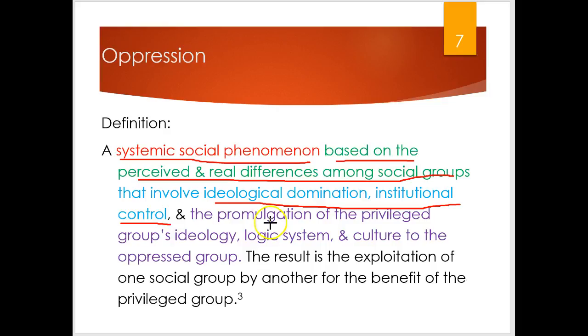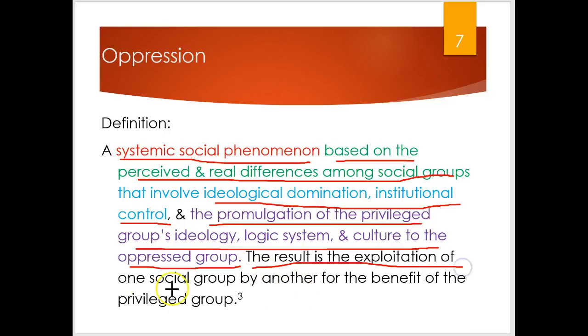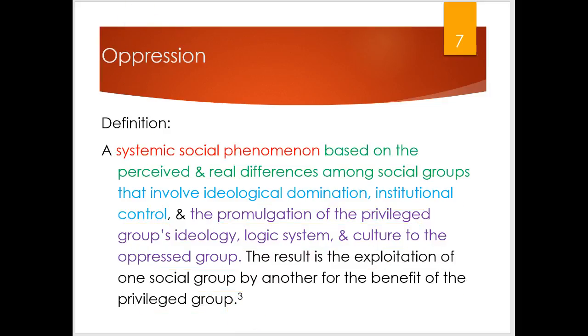Fourth component to oppression is the promulgation of the privileged group's ideology, logic system, and culture to the oppressed group. What this means is that the privileged group basically transmits their beliefs and their culture to the oppressed groups. That's one of the functions of oppression. The net result is that privileged groups exploit one social group for their benefit. So keep the different components of this definition in mind as we go along throughout this presentation.